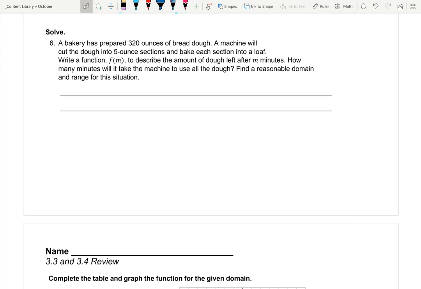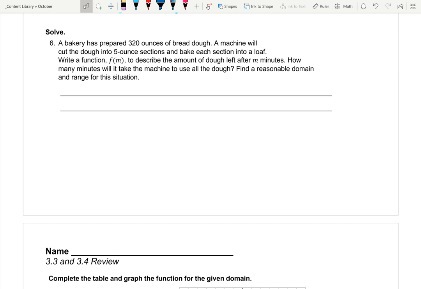A bakery has prepared 320 ounces of bread dough. A machine will cut the dough into 5-ounce sections and bake each section into a loaf. Write a function, f of m, to describe the amount of dough left after m minutes. How many minutes will it take the machine to use all the dough? Find the reasonable domain and range for this situation.